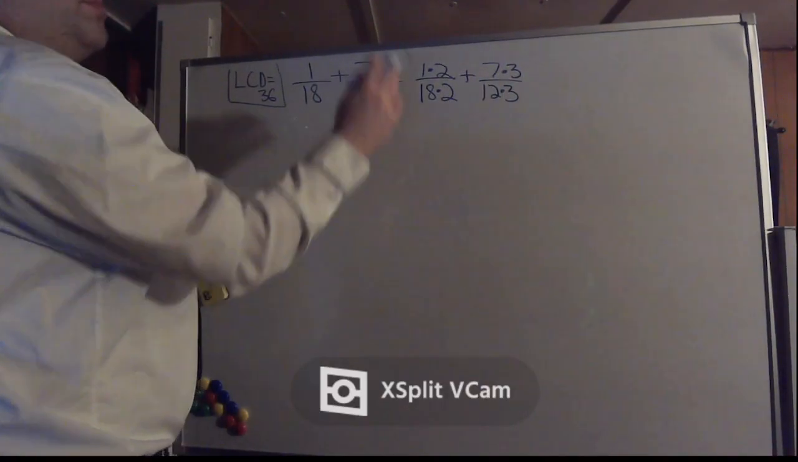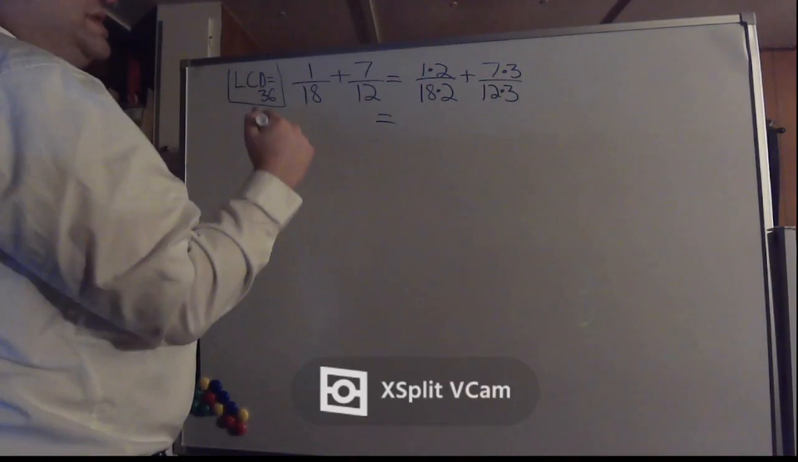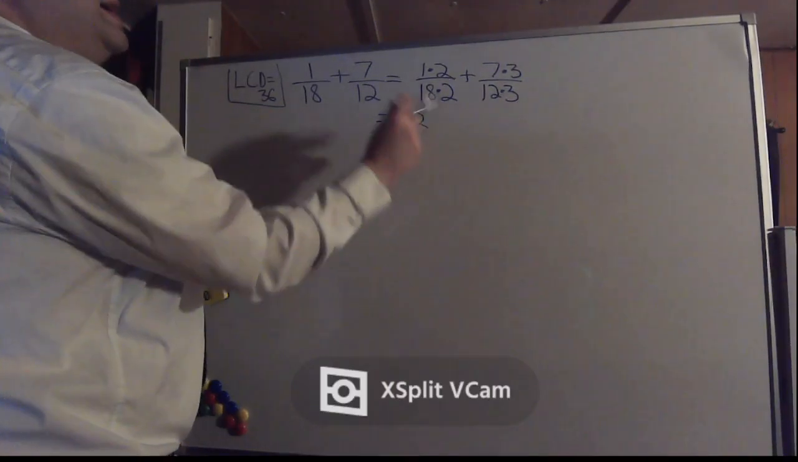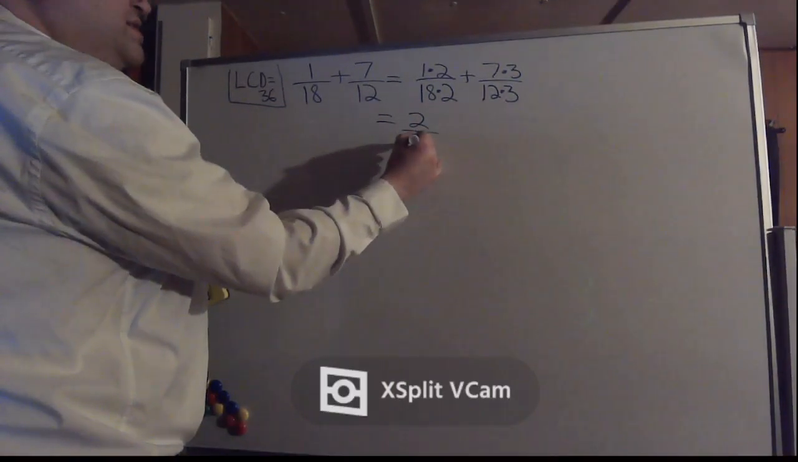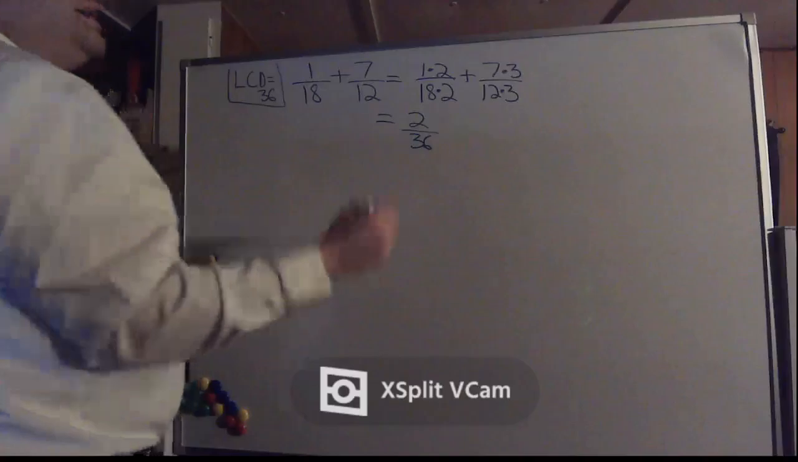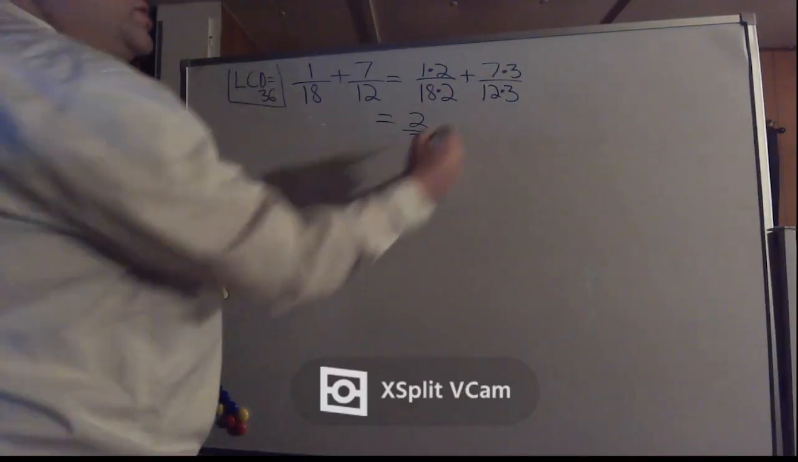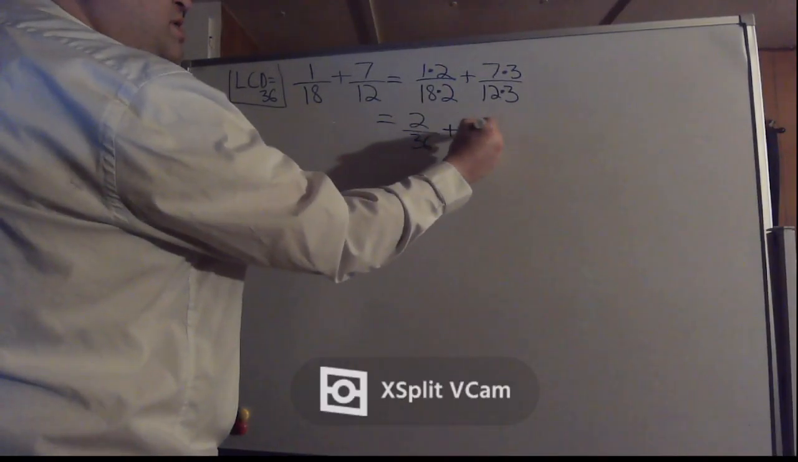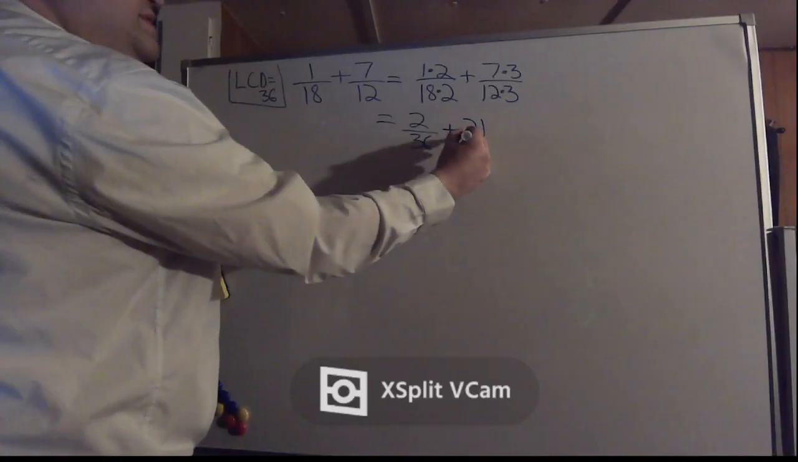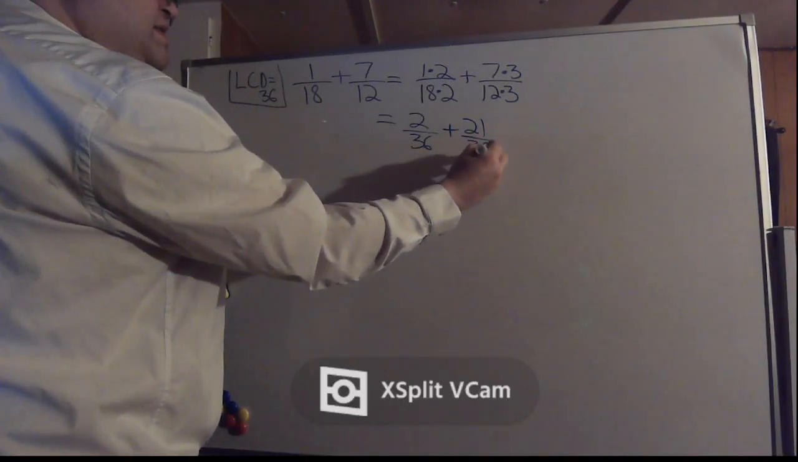So we work through the multiplication here. 1 times 2 is 2. 18 times 2 is 36. 7 times 3 is 21. And then 12 times 3 is 36.